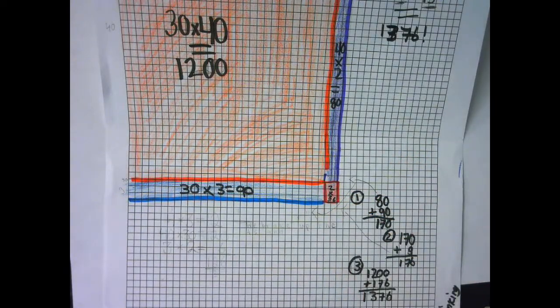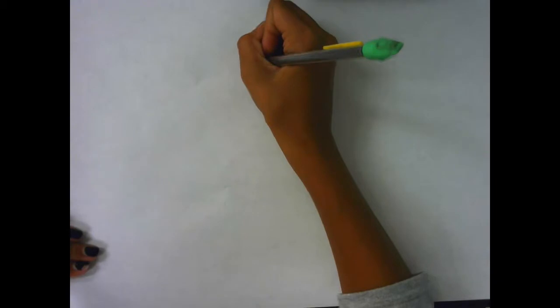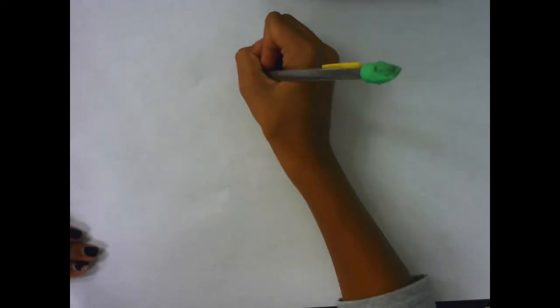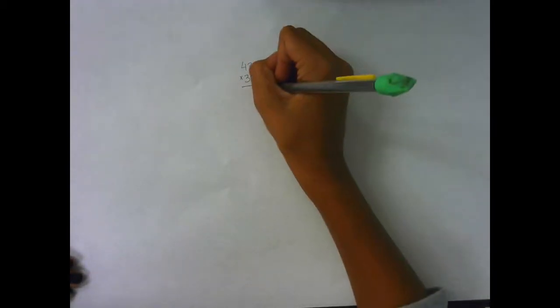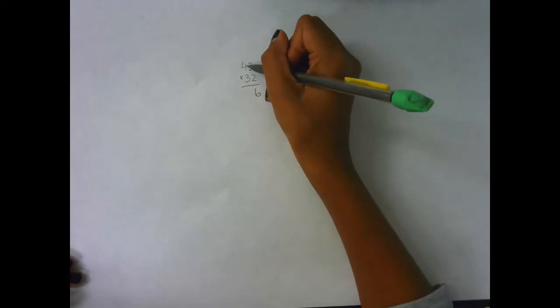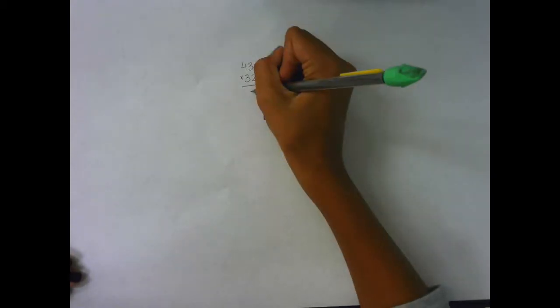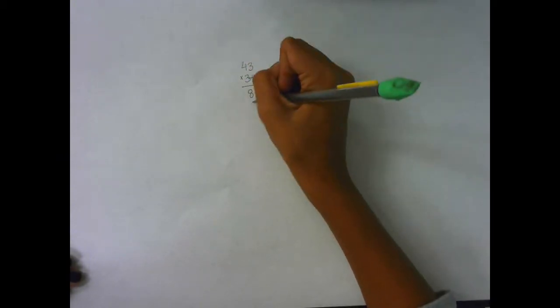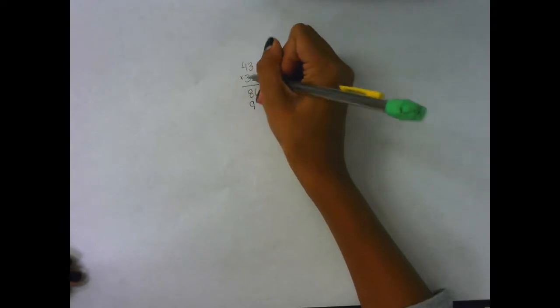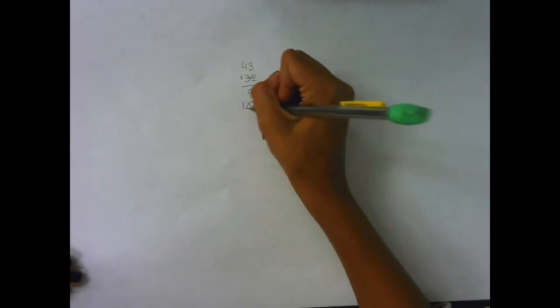There is another way to do this. Does anyone want to come and share their method? Okay, so what you do is you do 43, and then you do this. You take the first number, which is 3 and 2, and then you multiply it, which equals 6. And then you multiply 4 and 2, which equals 8. Then you switch these two numbers, and you do 3 times 3, which is 9. And then you do 4 times 3, which is 12.